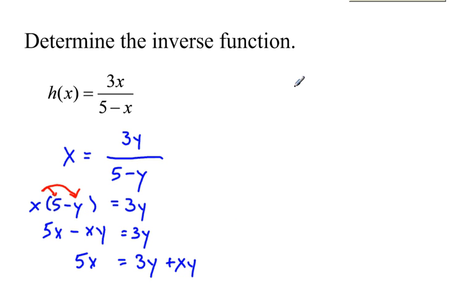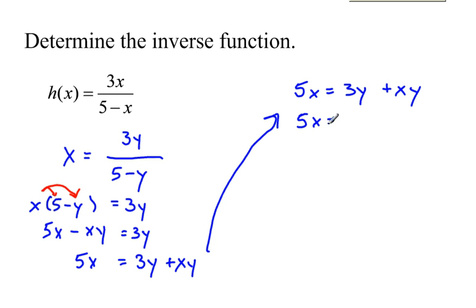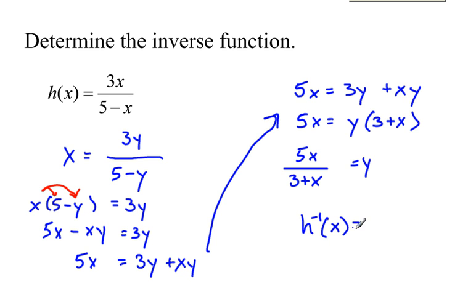I'm just going to copy that step up here. 5x equals 3y plus xy. Now, in order to solve this, I'm going to take out a y. So I'm going to undo the distributive property, or factor out a y. And in here I get 3 plus x. And now I'm able to solve for y. Y equals 5x over 3 plus x. And then remember the original was h, so now h inverse of x equals 5x over 3 plus x.